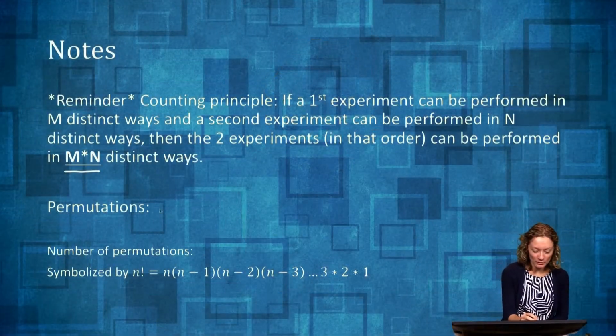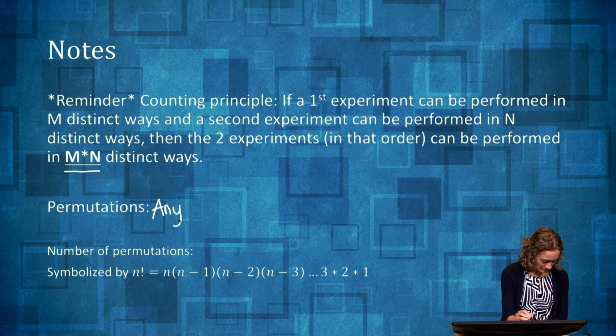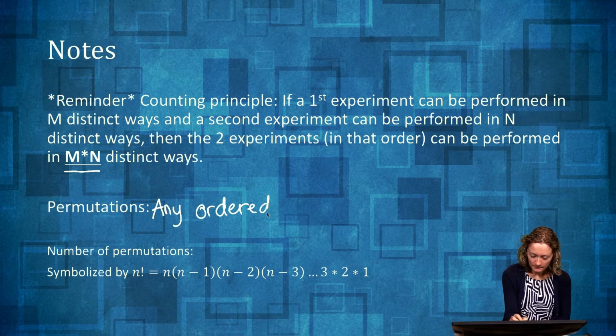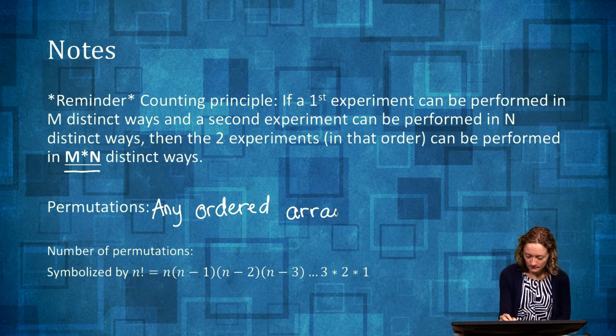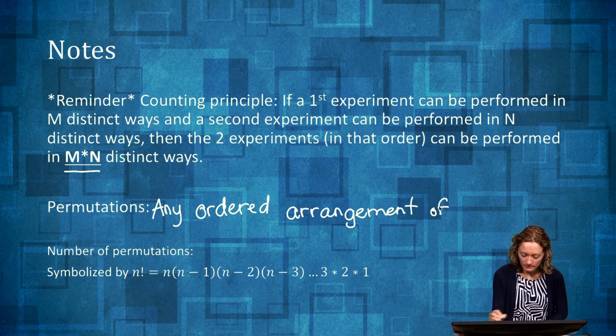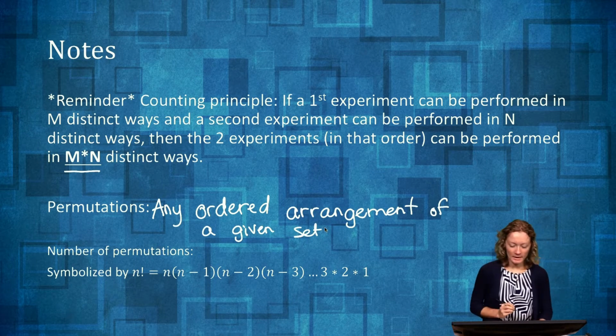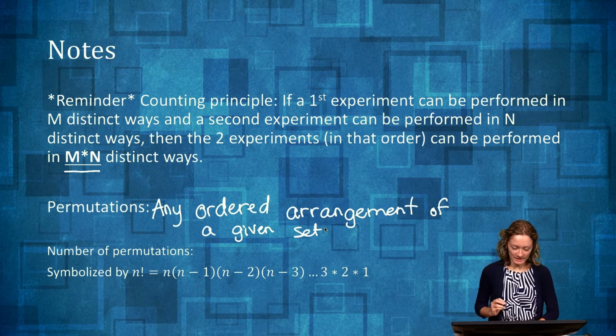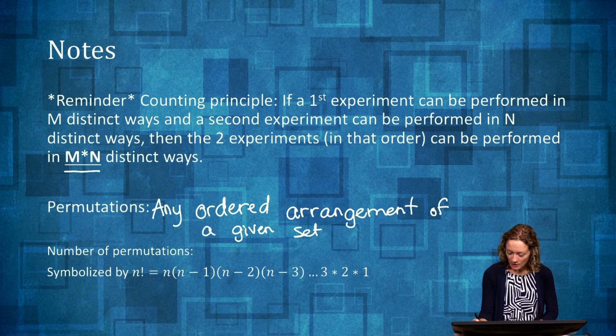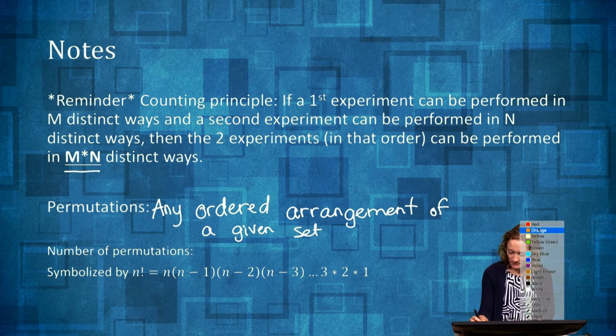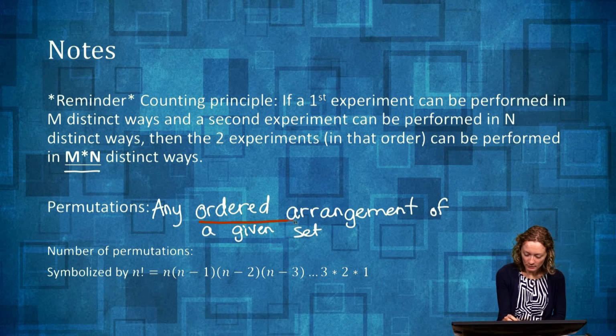All right, our definition for permutations is any ordered arrangement of a given set. And the most important thing to take away from the definition of permutation is that it's an ordered arrangement.